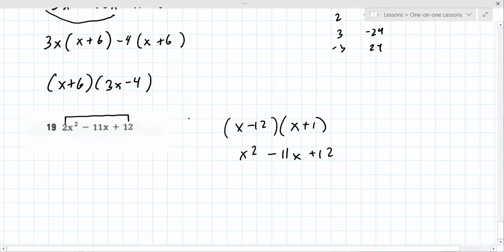2 times 12 is 24. So we want two numbers that multiply to 24 but add up to negative 11. It's negative 8 and negative 3.